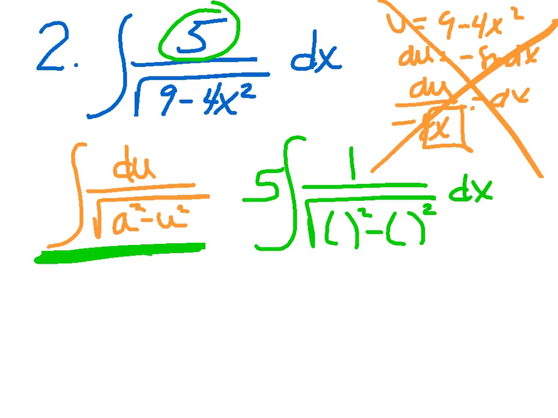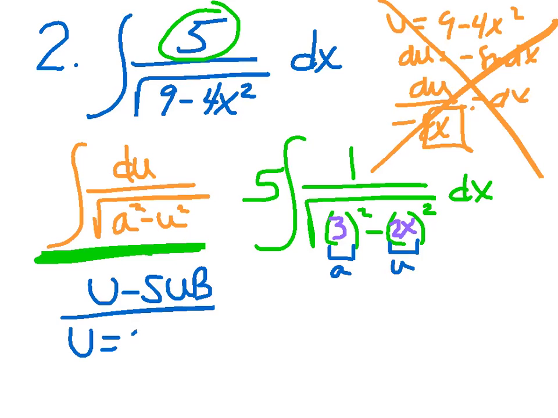So just ask yourself, who would you square in order to get a 9? Hopefully you've said 3. And who would you square in order to get 4x squared? Hopefully you're thinking 2x. Now this is important, this step, because this tells you your a and this tells you your u. Now don't forget to do u sub.